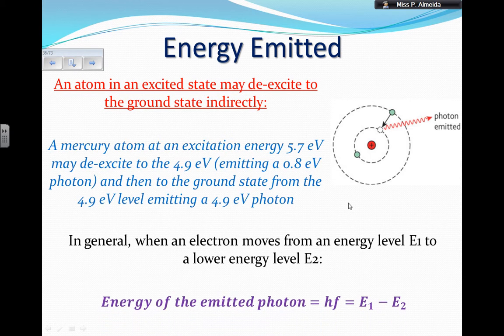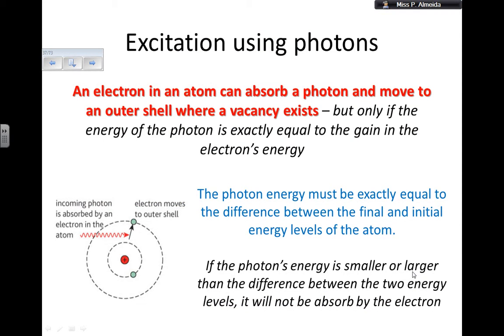In general, when an electron moves from an energy level 1 to an energy level 2, the energy of the photon that is going to be emitted is going to be hf, where h is Planck's constant and f is the frequency of the photon, and that's going to be equal to the difference in the energies of the two states, okay?